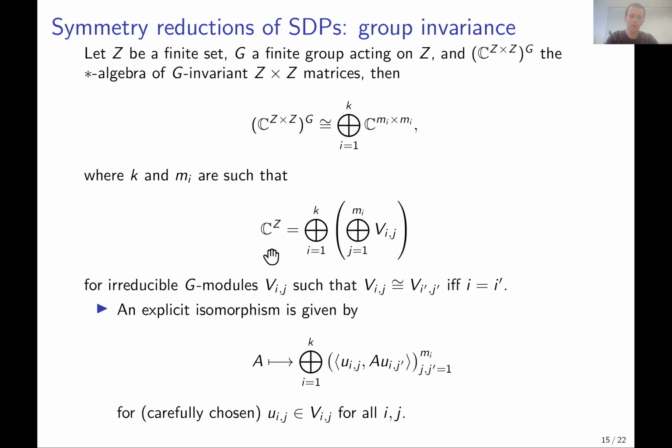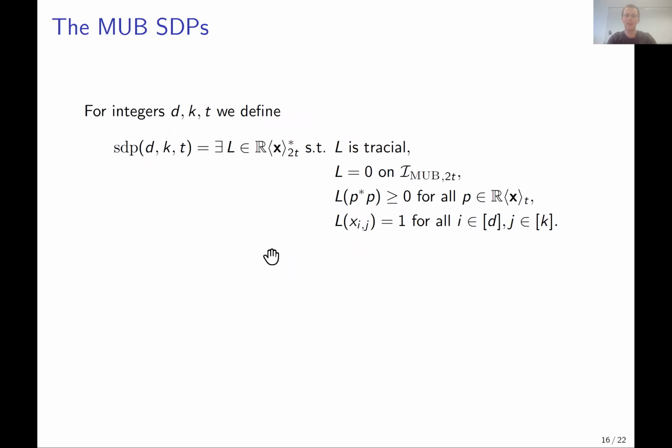Okay, so I think now after 40 minutes, it's time to finally show you the SDPs that are related to this MUP problem. Essentially what we do is we just follow the standard tracial polynomial optimization approach to try to show infeasibility of this, or to try to show the non-existence of this C-star algebra. So for integers d, k, and t, we define this SDP.